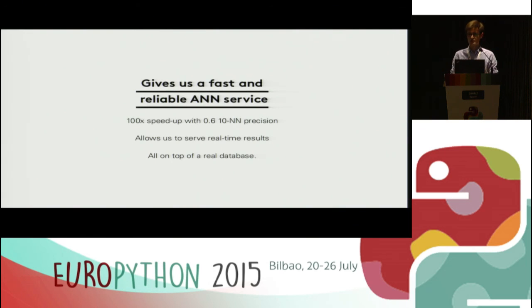So the whole combination, the algorithm and the implementation and Postgres as a backing store, gives us a fast and reliable ANN service that we've deployed in production. It gives us approximately 100 times speed up with a 60% precision at 10. That means that if we get 10 nearest neighbors, we get 6 out of 10 actual nearest neighbors using the approximate approach at 100 times speed up. So I think that's reasonably good.